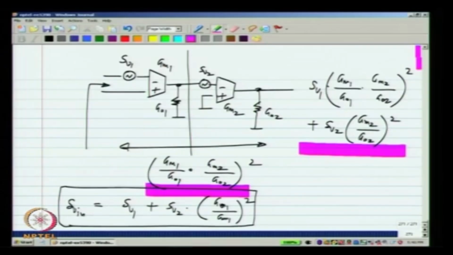And if these gains are significant, then only the contribution from the first stage will be significant, all others will be insignificant. That is apparent from this expression as well, because we have SV2 times (GO1 by GM1) whole squared, which means that SV2 is attenuated by a large factor when it is referred to the input. GO1 by GM1 is nothing but the inverse of the DC gain of the first stage, which could be 50 or 100 or something.